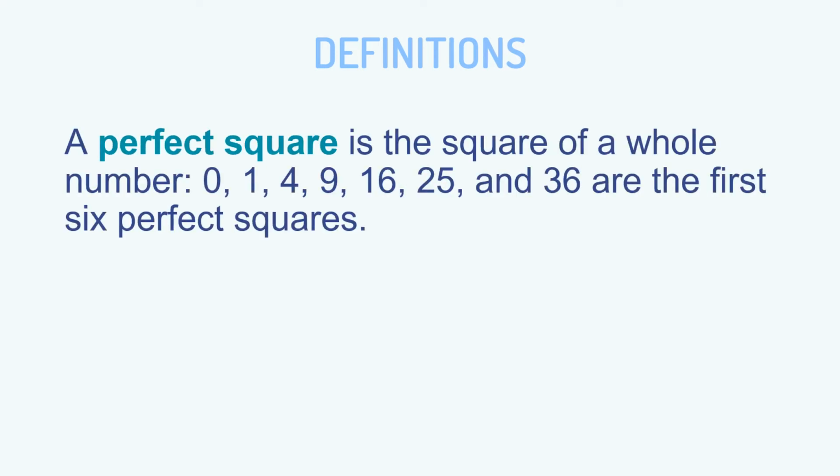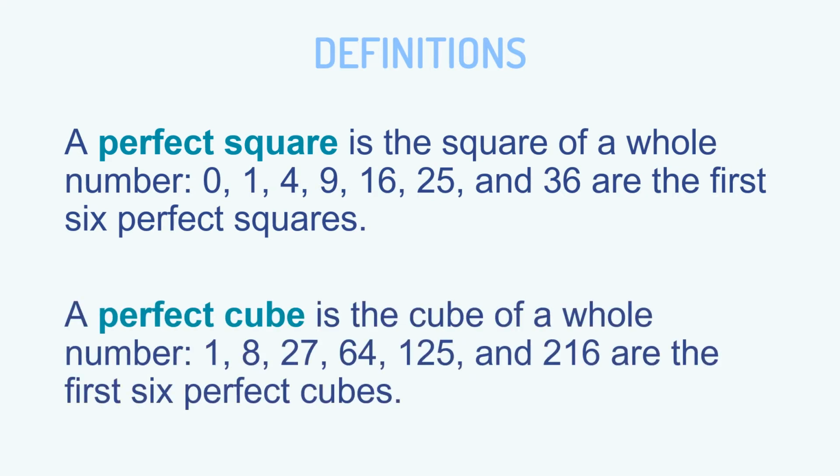A perfect square is the square of a whole number. 0, 1, 4, 9, 16, 25, and 36 are, for example, the first 6 perfect squares. And a perfect cube is the cube of a whole number. 1, 8, 27, 64, 125, and 216 are the first 6 perfect cubes.